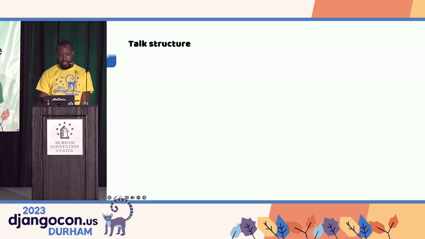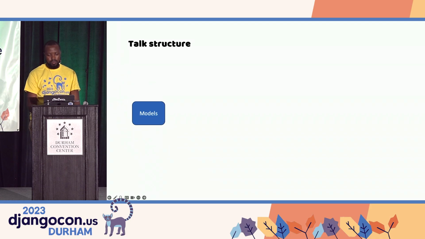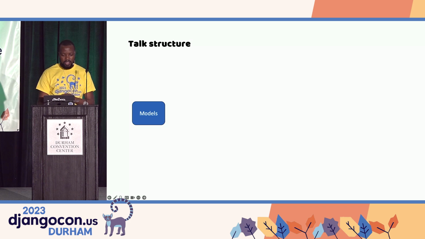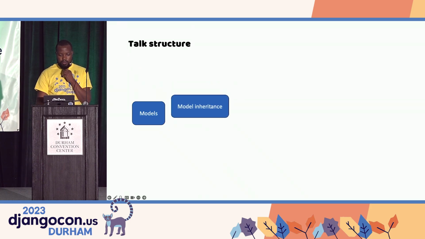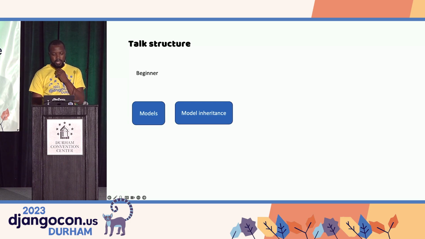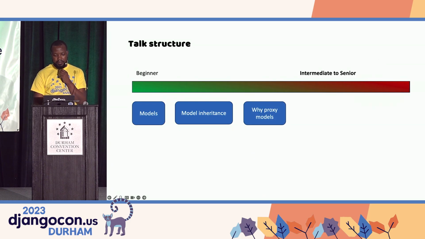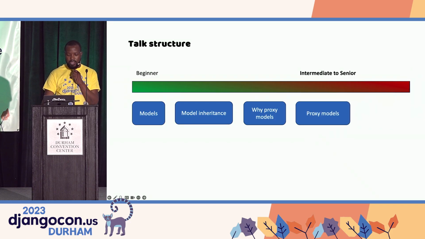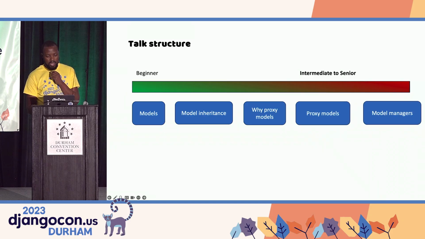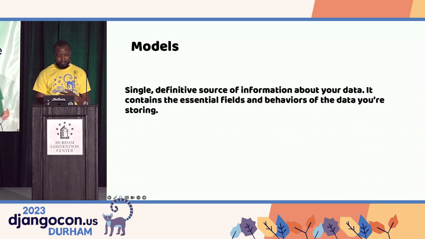So my talk will be structured in two sections. The first section is beginner, and it slowly transitions into intermediate. Depending on who you are, you might think that's senior. So I'll be talking about models and model inheritance, which will be the beginner section, and then it will slowly transition into intermediate to senior, where we talk about proxy models and the model manager.